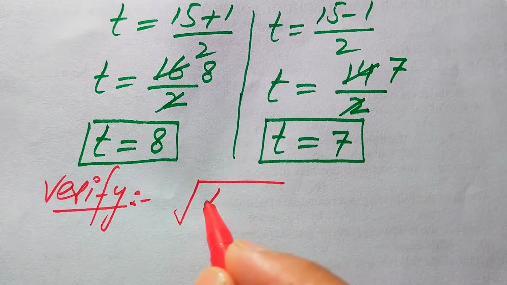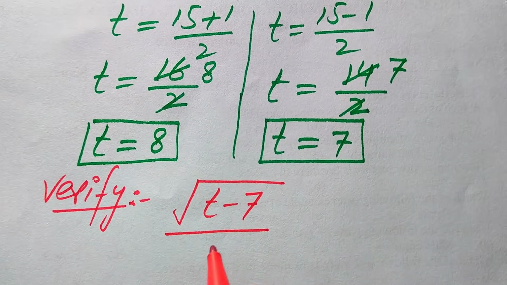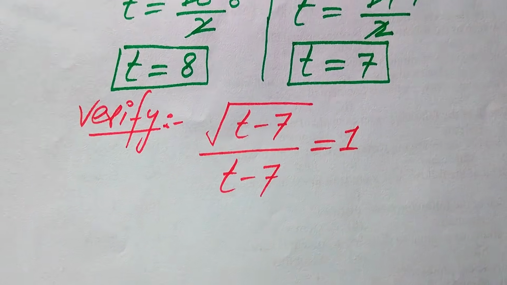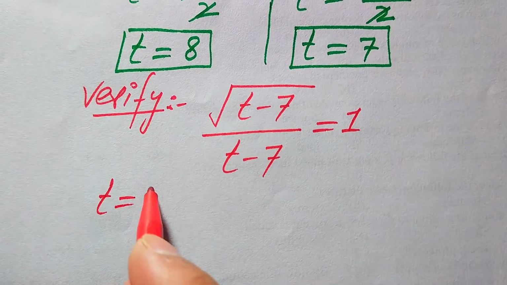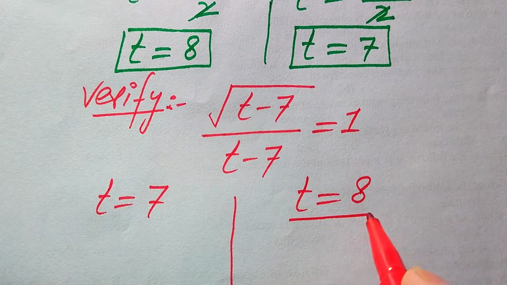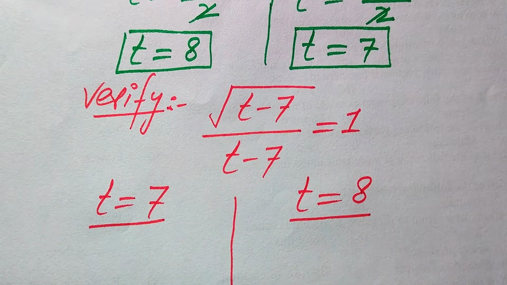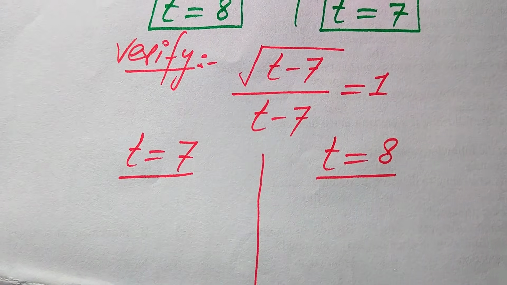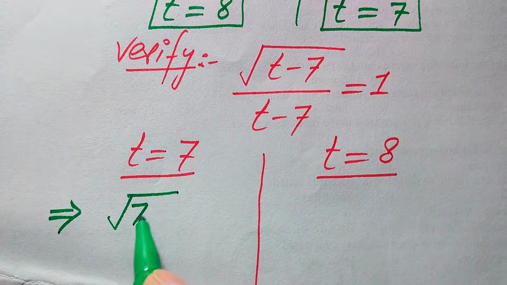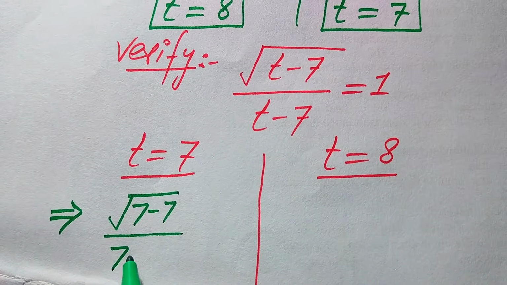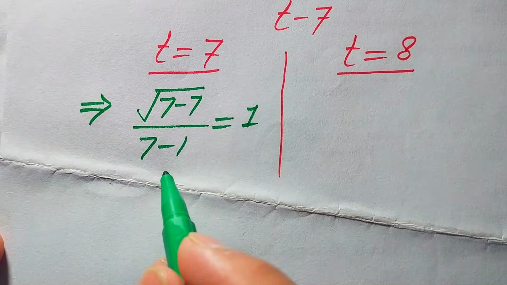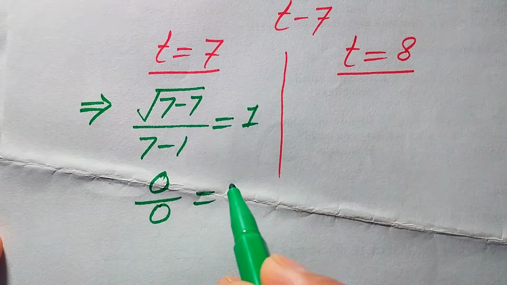Here it is square root of t minus 7 divided by t minus 7 is equal to 1. On this side we will verify t equals 7, and on this side we will verify t equals 8. First we substitute t equals 7 into the left hand side, and it becomes square root of 7 minus 7 divided by 7 minus 7 is equal to 1. And 7 minus 7 becomes 0, so we have 0 over 0 form is equal to 1.